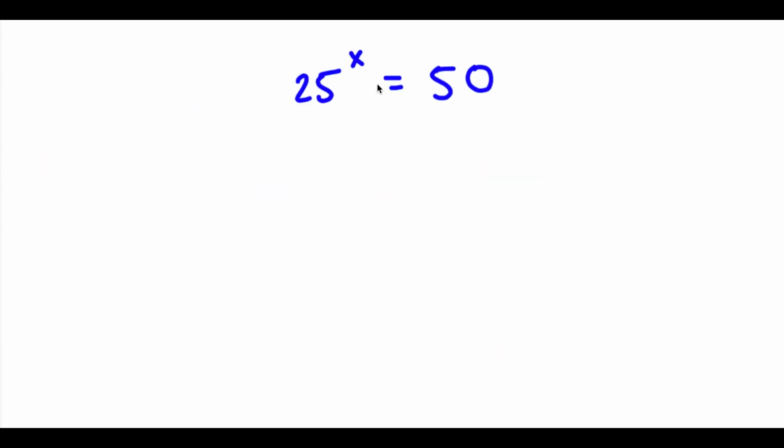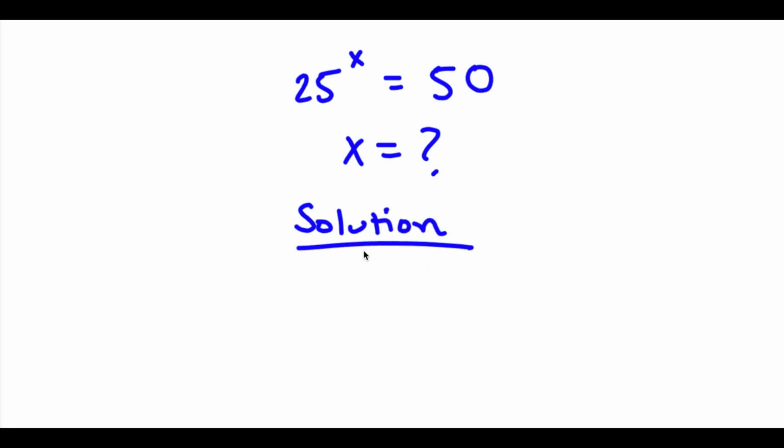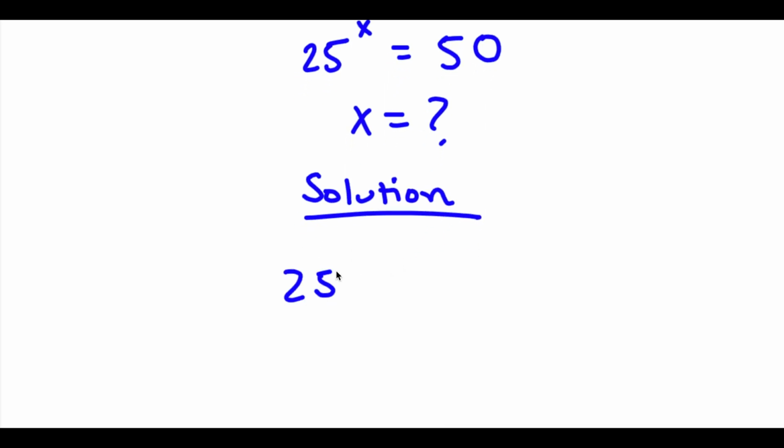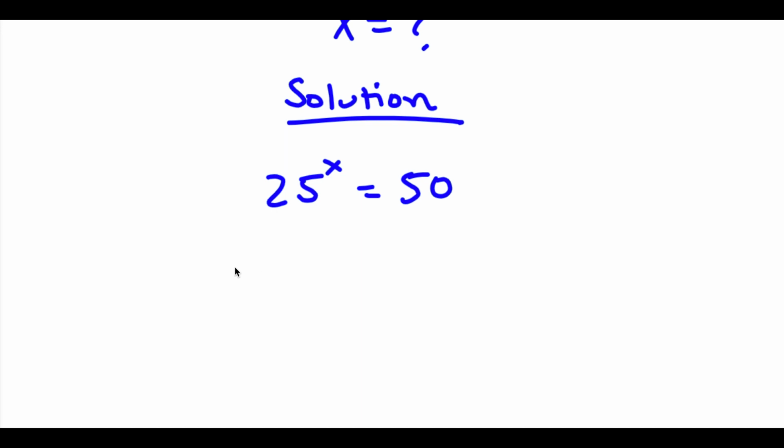Alright, so I have 25 to the power of x is equal to 50, and I want to find the value of x. So for my solution here, first start with 25 to the power of x is equal to 50. Now I'm going to be taking the log on both sides. So now I have log 25 to the power of x is equal to log 50.